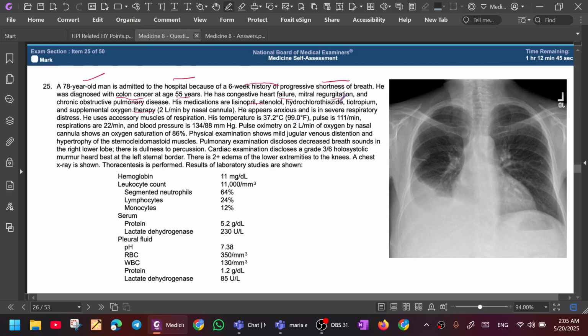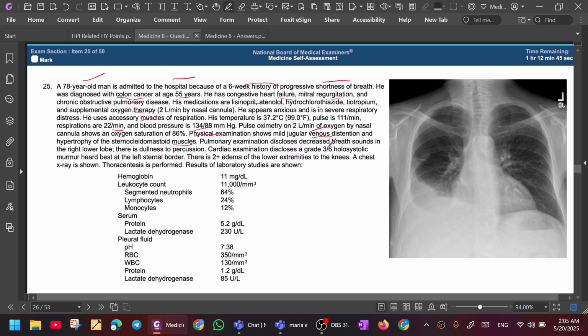He appears anxious and is in severe respiratory distress. He uses accessory muscles of respiration. Temperature is 99, pulse is 111 per minute, respiration is 22 per minute. BP is 134 by 88. Pulse oximetry on 2 liters per minute of oxygen by nasal cannula shows oxygen saturation of 86%. Physical examination shows mild JVD and hypertrophy of the sternocleidomastoid.